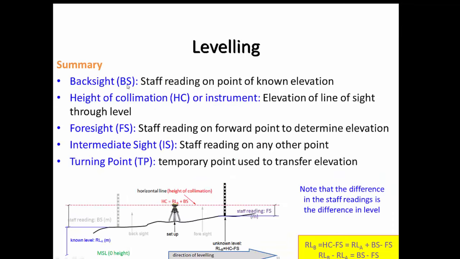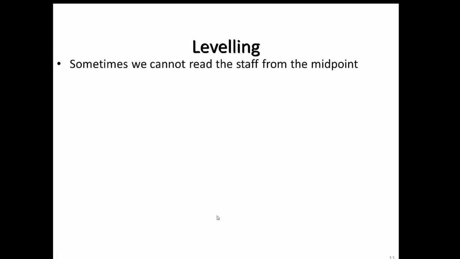So a quick summary: a back sight is a staff reading on a point of known elevation. It's normally the back point in the survey. Height of collimation is the elevation of the line of sight through the level. That's this horizontal plane here. The foresight is a forward reading. An intermediate sight is any reading that is taken between the back sight and the foresight. And turning point is shown on the next slide.